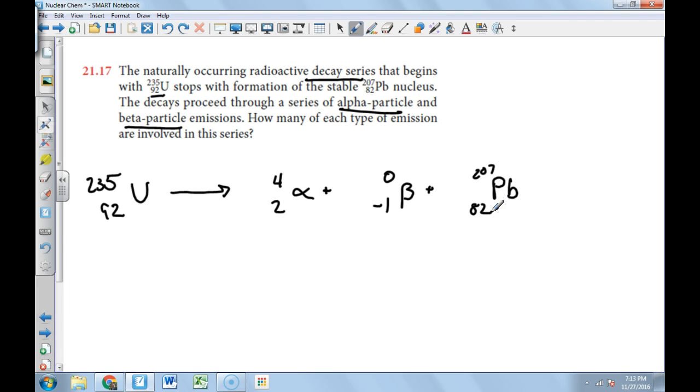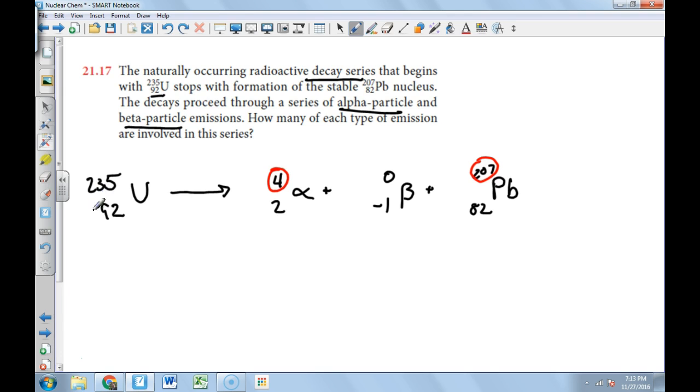So here's the interesting thing: when we do this, we're trying to figure out how many of each type there are. Well, there's only one type here that affects the mass number. We want the mass number to go down to 207. That has to happen by alpha emission.